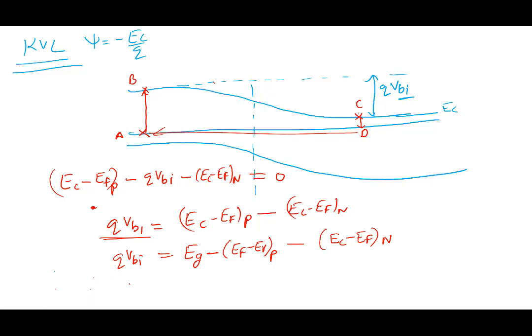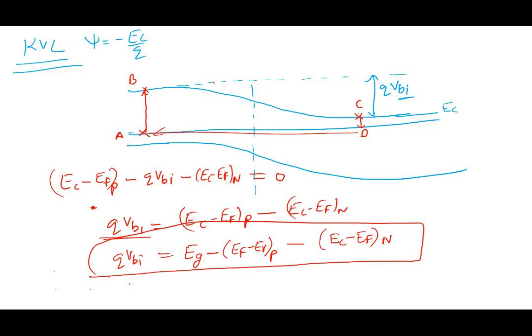A very general expression for this one. Let me put it in a box. Do I know EC minus EF in the N region? We said we know that. See, this is a very general expression, no assumptions. It is just conservation of energy. We just added up energy increments and all that. This is a perfectly general expression.